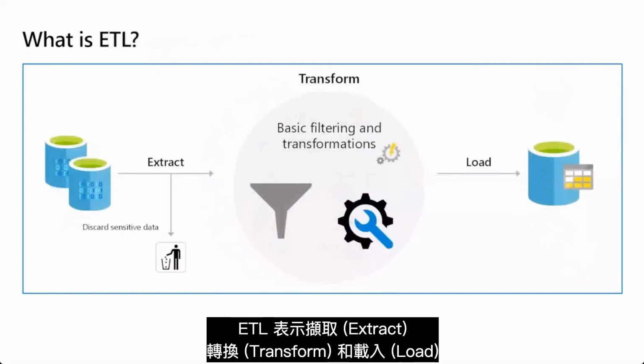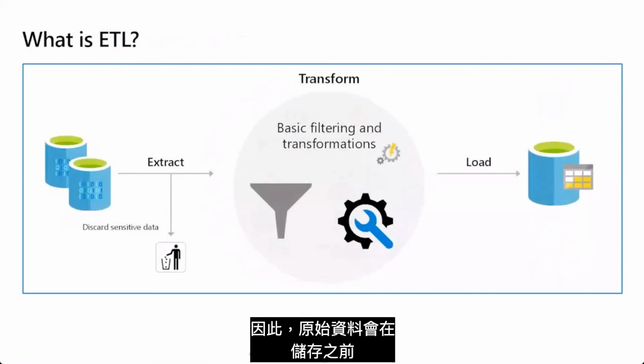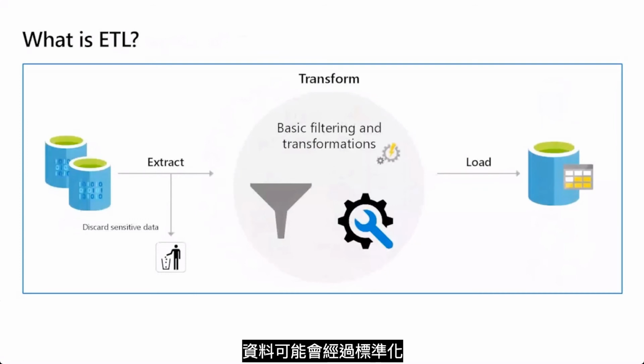ETL stands for extract, transform, and load. So the raw data is retrieved and transformed before being saved. During the transform stage, the data might get standardized, cleaned, transformed, aggregated. Some of the missing values could be filled out, corrupt data could be chucked out. Other tasks could involve some basic data cleaning, deduplicating data, and reformatting some of the contents of the data.